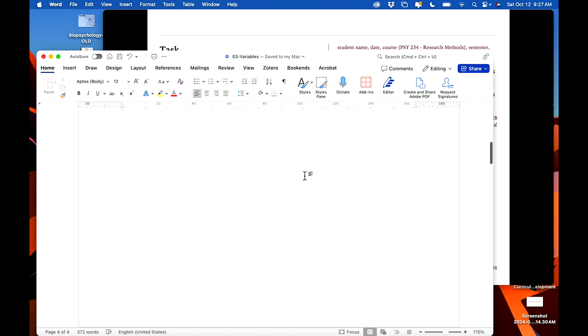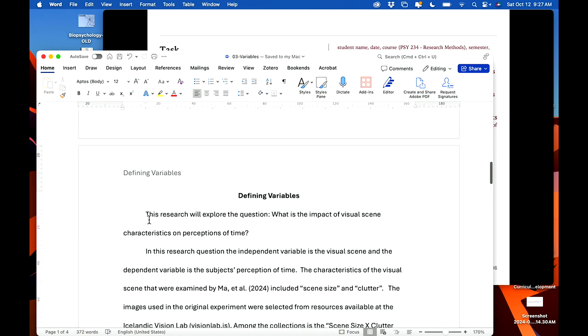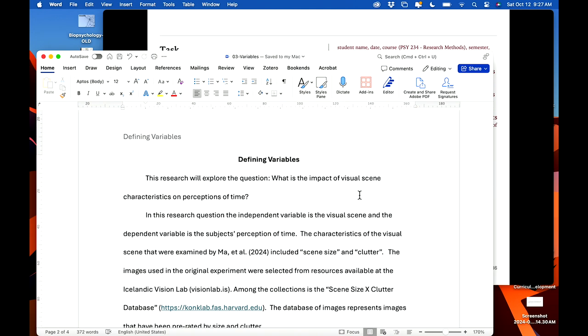Okay, so what I did is I introduced defining variables by first starting off with the original research question. The original research question was, what is the impact of visual scene characteristics on perceptions of time? Now, the thinking process of this is that there are many, many characteristics of visual scenes. Color, saturation, focus, composition, all of those things in addition to the ones I'm going to be looking at. So this is still pretty vague.